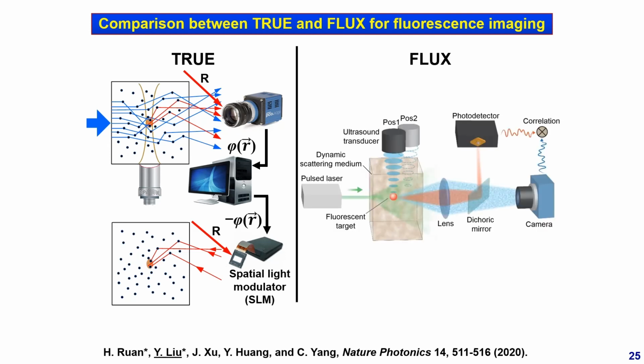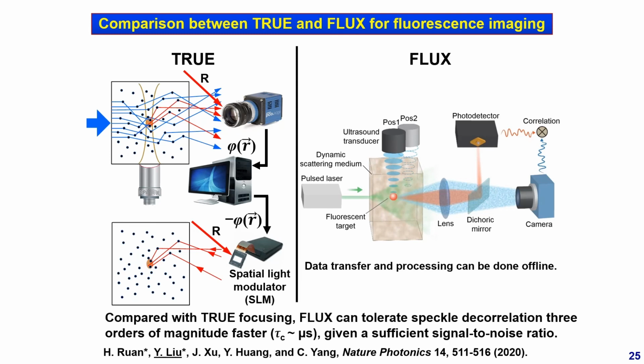In flux, we record the fluorescent light and ultrasound tag light as a function of time. For in vivo applications, we just need to make sure the measurement time for each data point in the signal trace is shorter than the speckle correlation time of living tissue. This is easier to achieve because ultrasound modulated light can be measured within a microsecond in theory, while the speckle correlation time is 1 millisecond. In flux, data transfer and processing can be done offline, while in TRUE, we have to complete this whole process on the left in real time. Therefore, compared with TRUE, flux can tolerate speckle decorrelation 3 orders of magnitude faster.